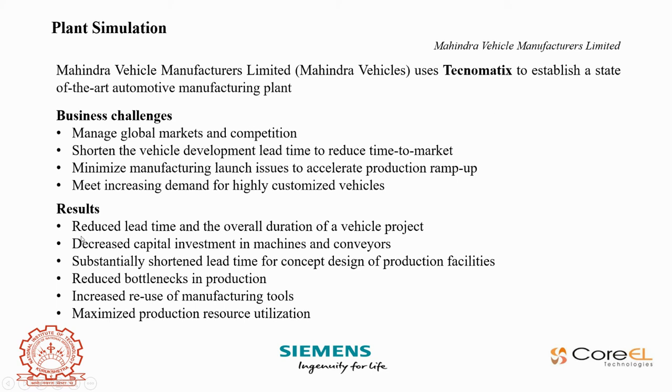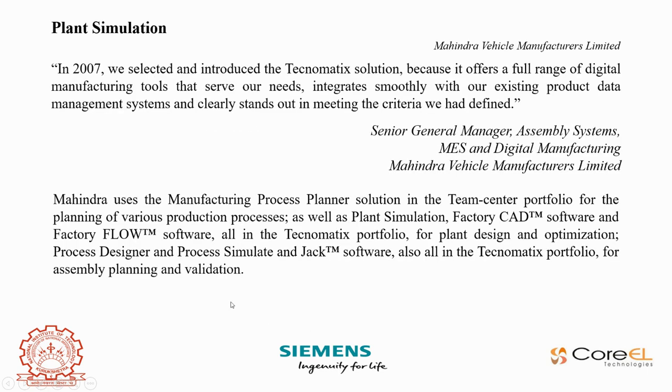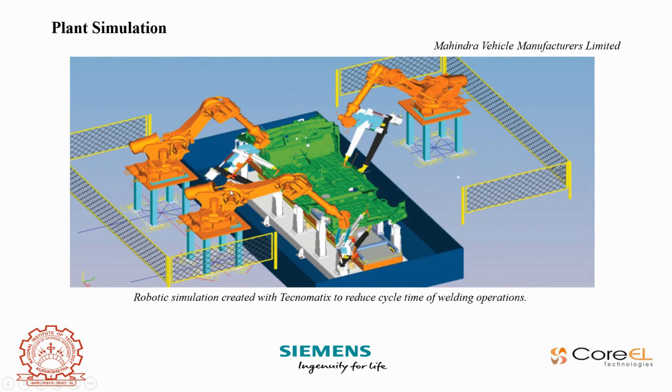As a result, they are getting these things: reduced lead time in overall duration of the vehicle project, decreased capital investments in machines and conveyors, sustainability, shortened lead time, reduced bottlenecks, increased reuse of manufacturing tools, and maximized production resource utilization. These are some of the things they achieve by using these plant simulation softwares. And these are the statements given by the management of Mahindra and Mahindra vehicles.